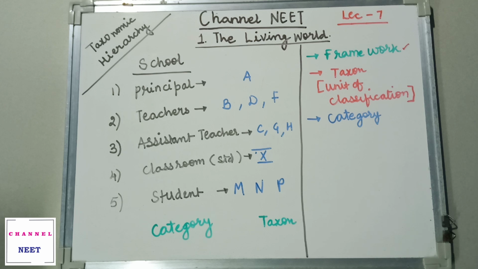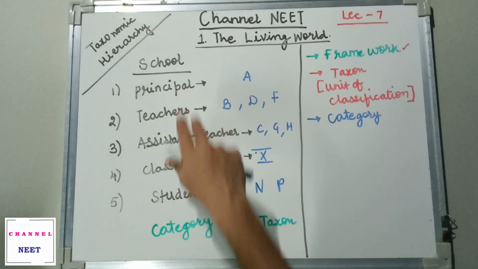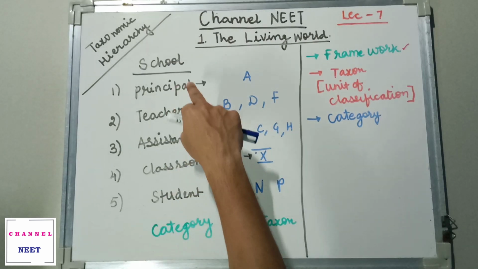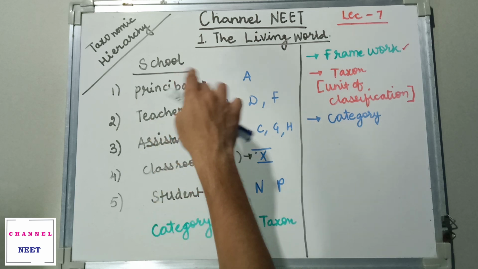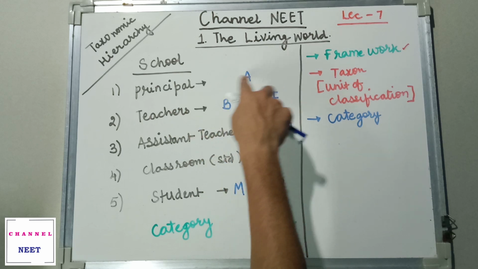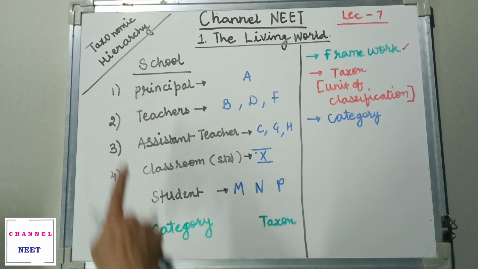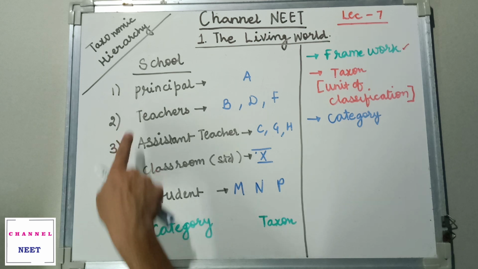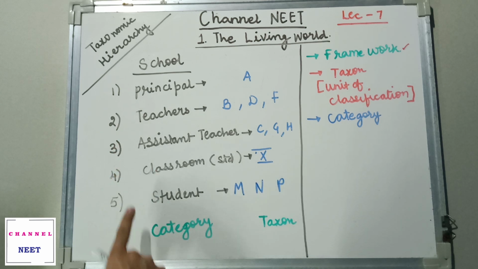Now you understand this. This is a total framework. Forget this word right now. So this becomes a total framework, right? Fine. And I said person A is the principal of the school. So principal becomes the category, teachers becomes the category, assistant teachers becomes the category, classroom becomes the category, and student becomes the category.